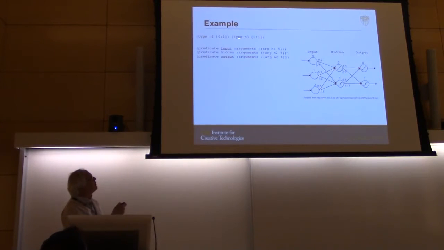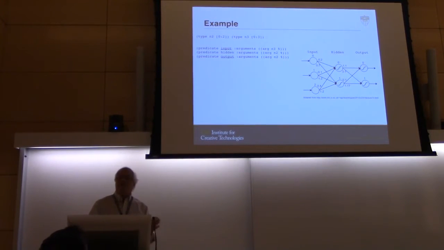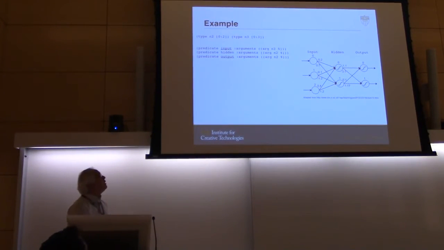We define 3 predicates: input, hidden, and output. Input and output are perceptual predicates. You clearly have to perceive the input, but when you're training, you need to perceive the output. And there are 3 elements, 3 units in the input and 2 in each of the others. So those are predicate definitions. That essentially defines the layers in the graph.